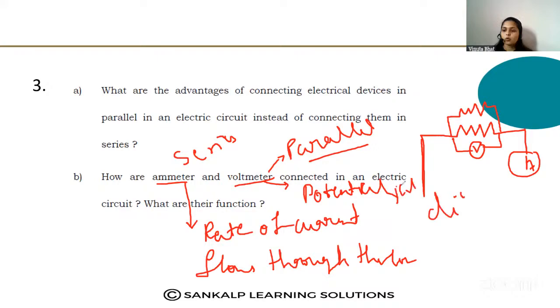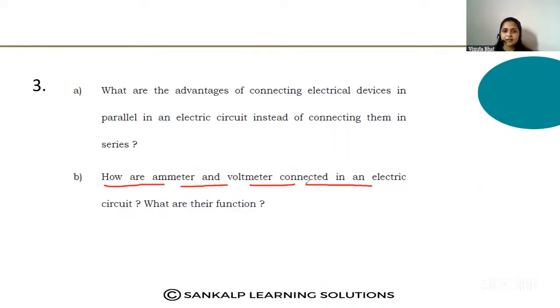So our ammeter and voltmeter are connected in an electric circuit. The ammeter is connected in series and the voltmeter is connected in parallel in an electric circuit. What are their functions? The ammeter is used to measure the rate of current flowing through the conductor, and the voltmeter is used to measure the potential difference.